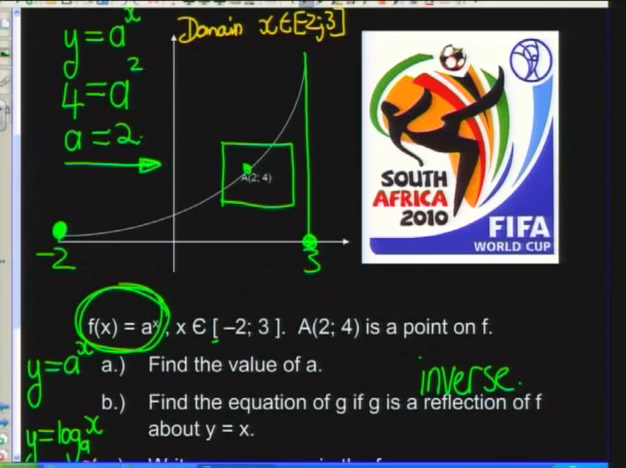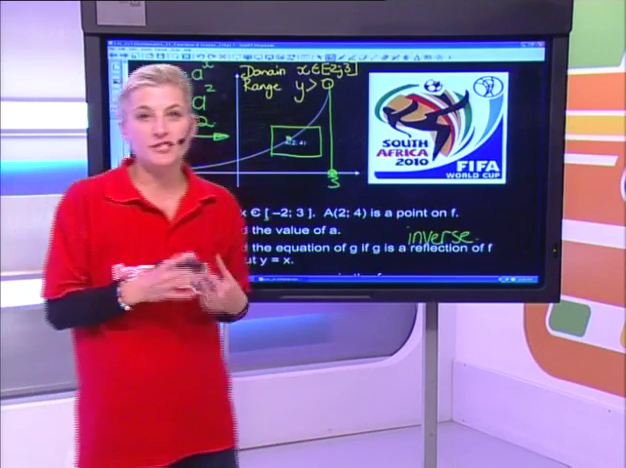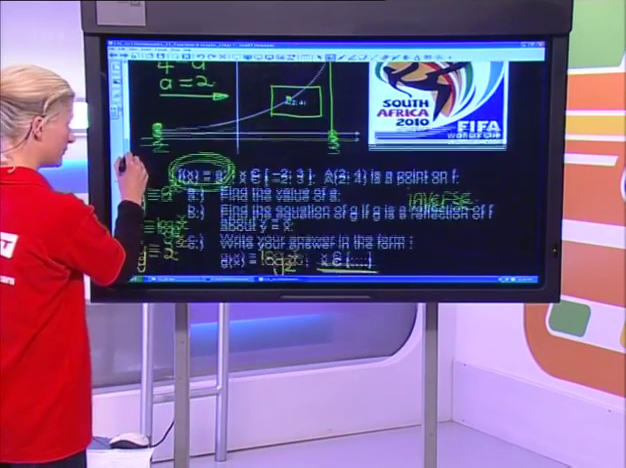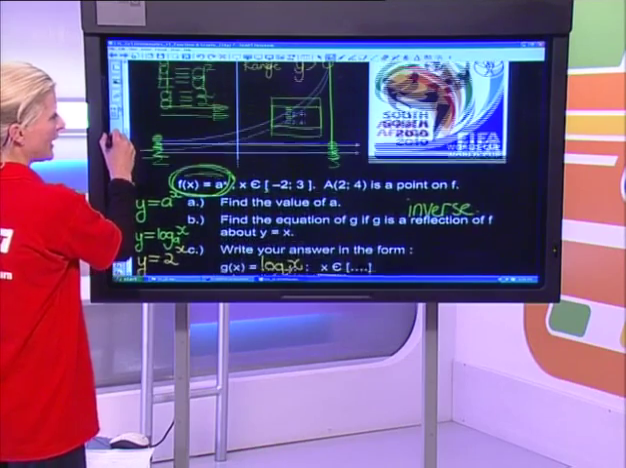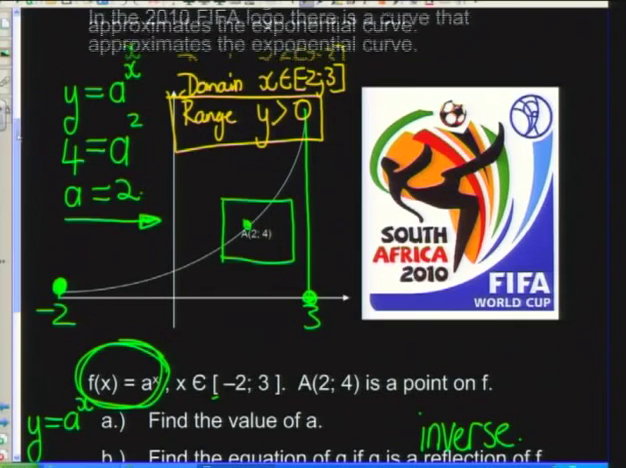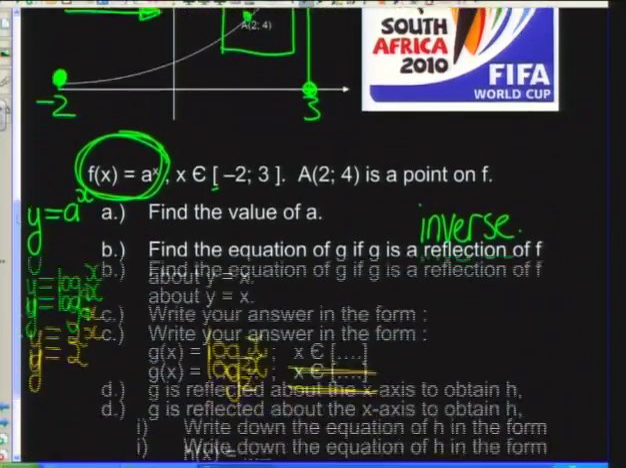That was my domain. And for my original graph, the range was y greater than 0. Right. Now, remember that my domain and my range now swap around because the two graphs are inverses of each other. X becomes y and y becomes x. So, if I now look at the domain of my original graph, that will now be the range, if I look at the range of my original graph, that will be the domain of my inverse.